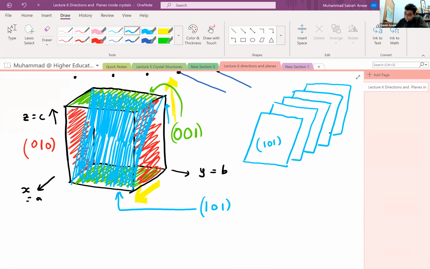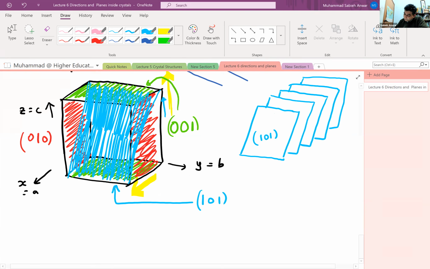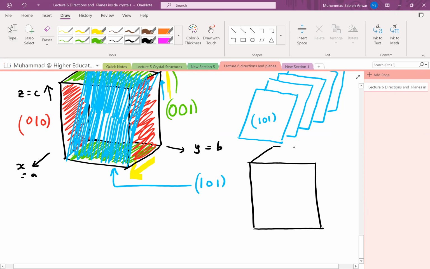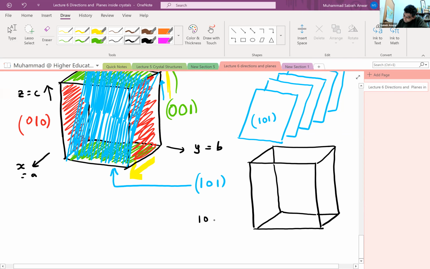If I would like to... let me just finish, my friends. If I have this crystal, this cubic cell, and I would like to identify planes 1, 0, 1 bar, what would those planes look like? Can you give it a shot?